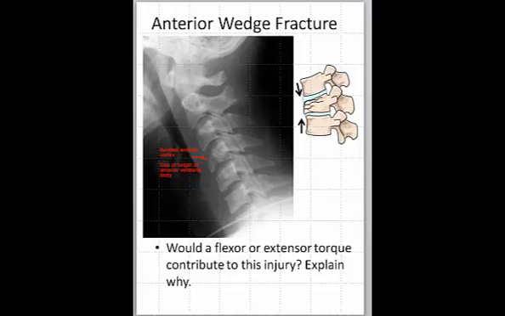So let's weave these together. Anterior wedge fractures are common in people with osteoporosis. So my question to you is, would a flexor or an extensor torque contribute to this injury? An anterior wedge fracture occurs if there's excessive compressive loading on the anterior side of the vertebral bodies, right? So there's increased compression that typically occurs when you are in flexion. If you have a low bone mass, it will crush. So when you are in flexion, there is a much greater load or torque on these elements of the spine than when you are in neck extension.